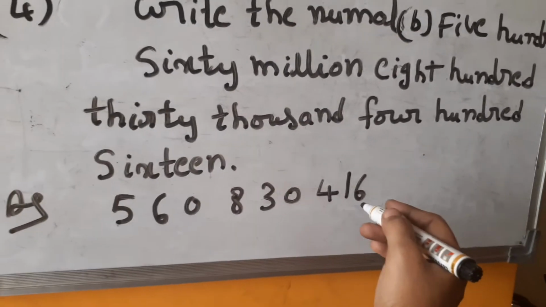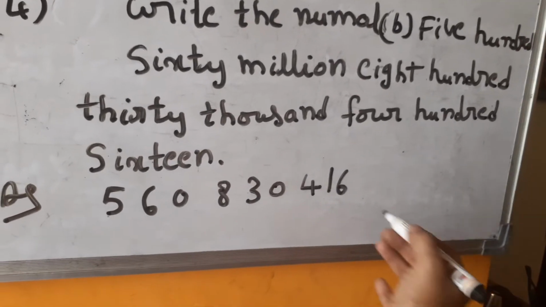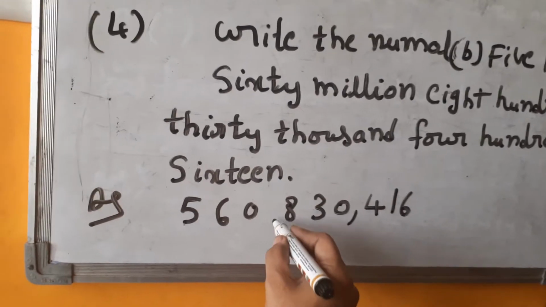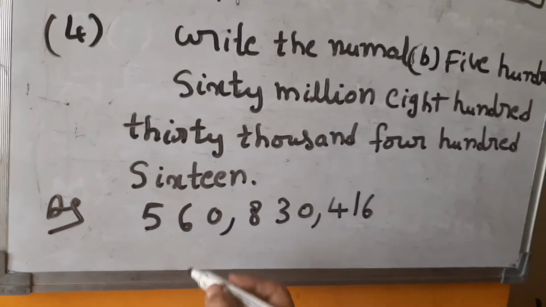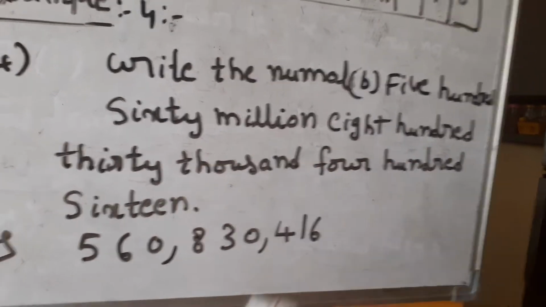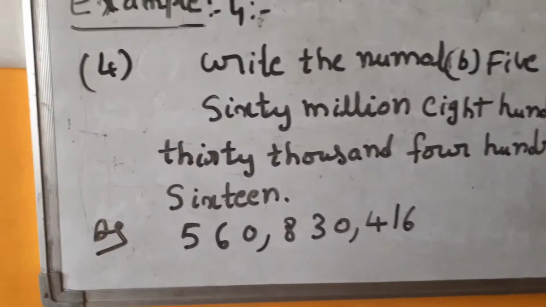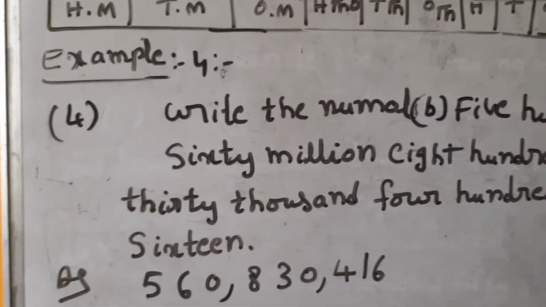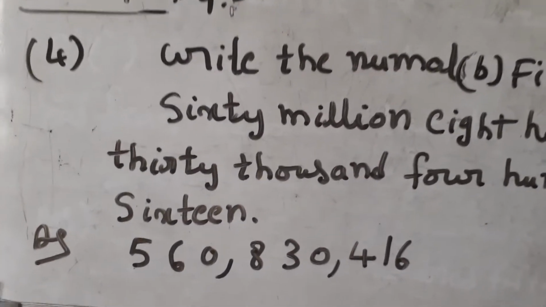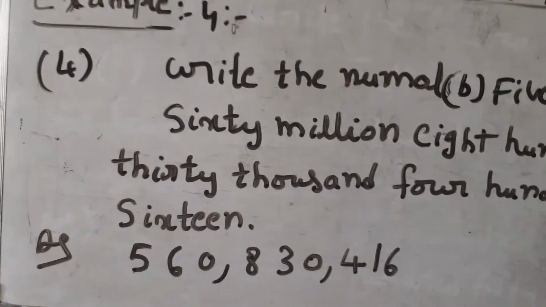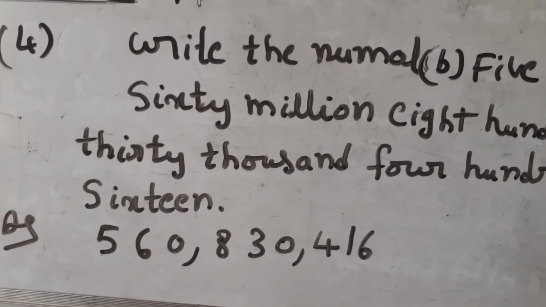So we have to put commas. First we have to start from the right side, the last 3 digits, and after that again the next 3 digits, then you can put commas. 560,830,416 is the answer. Students, this is the same as the model exercise. Third main is the same as the model, so you can do it as homework. Understood? Next one.